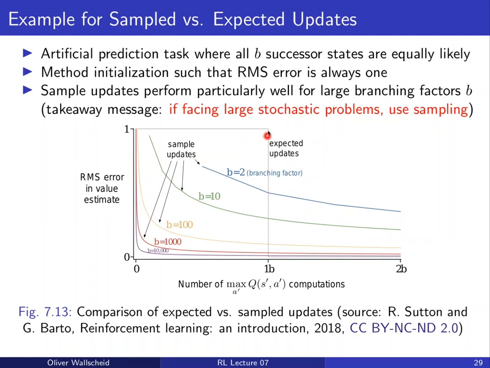So in these cases, the expected update would be the preferred solution, especially since, when the expected update is carried out, it has of course major accuracy improvements compared to the sample based updates. On the other side, if my state action space is rather large and therefore the branching factor is rather high, then the sample based updates have quite nice accuracy, also for a rather low number of max Q computations here, and therefore are preferred over the expected updates. So the takeaway message: if we are facing large problems, then we should use sample updates.